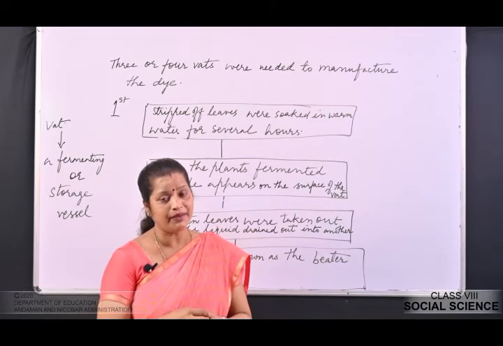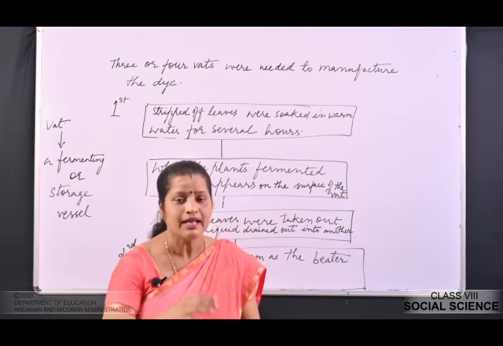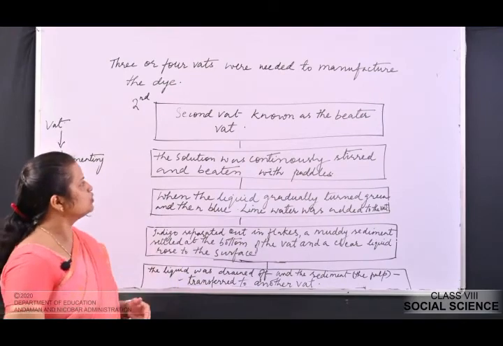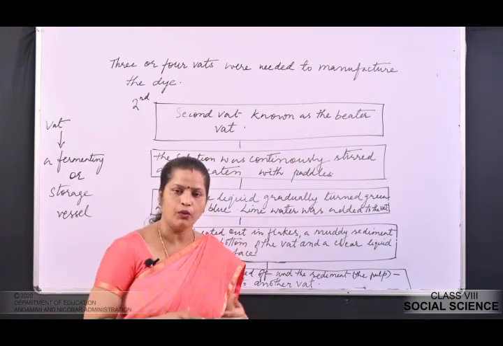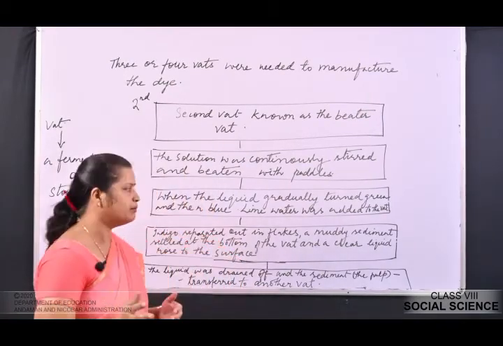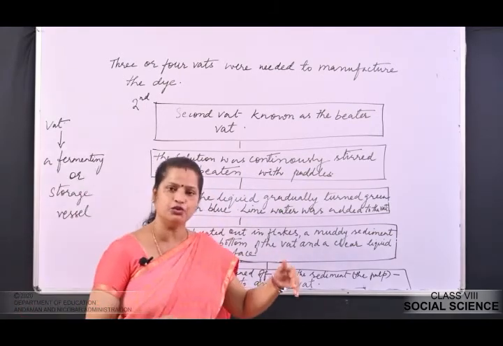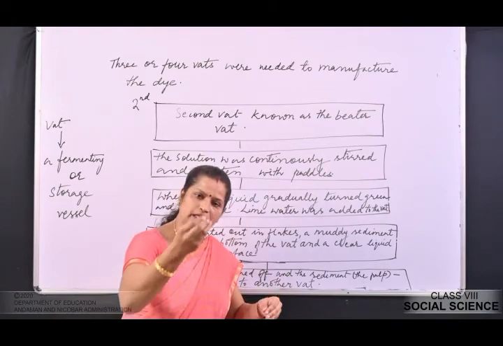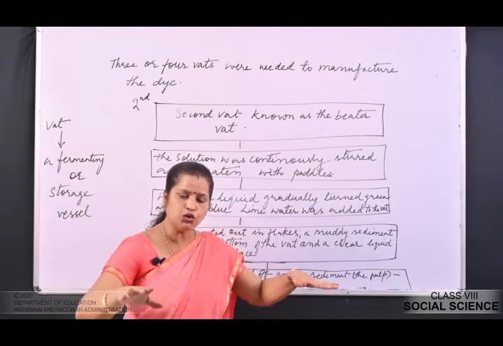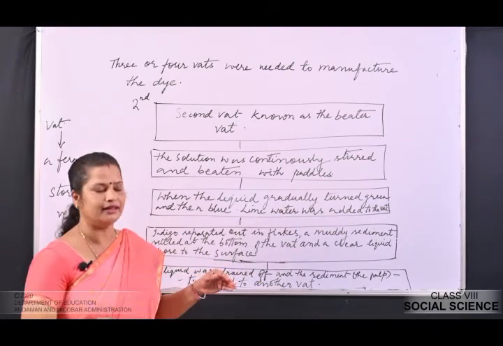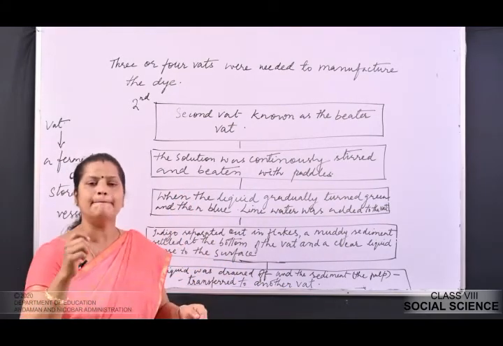Now why we call it a beater vat, I will make you understand right now. Why is it called a beater vat? Because here, once they remove the rotten leaves, the left out water or left out solution will be continuously stirred and beaten with pedals.